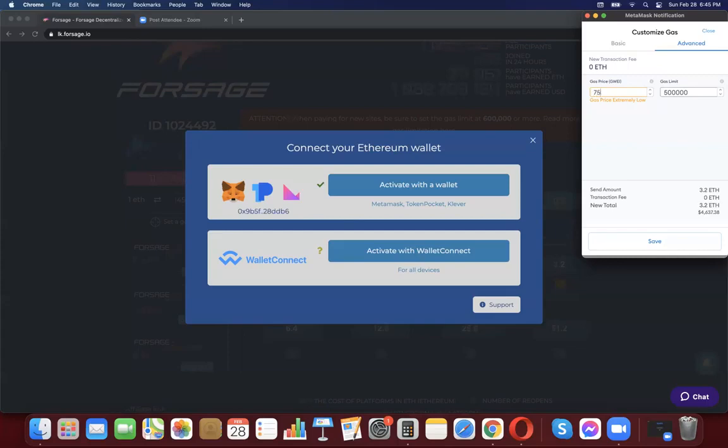I think it was like 75 or something like that. I would go ahead and put it at, let's see, 60. So it's going to say gas price extremely low. I've still gotten them through lots of times when it said that, but it could take hours. It could take a day.